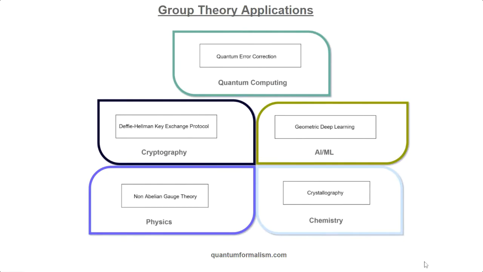These are just examples. Obviously, you can do a Google search to find out other applications of group theory in these fields. But this is just a highlight. In chemistry, crystallography, for instance. In cryptography, for example, this is the Diffie-Hellman key exchange protocol, which plays a very important role in secure communication nowadays in the modern web.